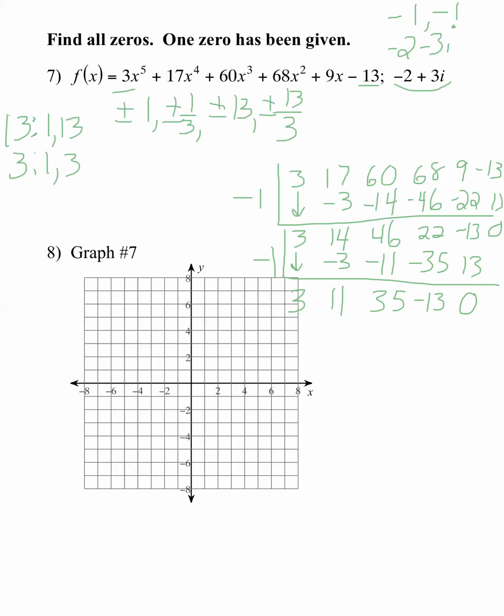Now I could try to factor this by grouping, but I still don't think it would work. You could try negative 1 again to see if it's a triple root. Could be. I'll try it. What the hey? 27. Nope. Okay, so we are done with the negative 1s.